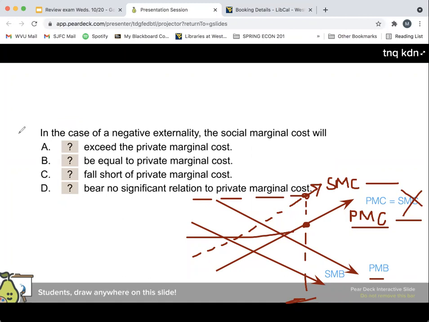So our final answer is going to be A, exceed private marginal cost. Okay. And if you don't understand that, please send me an email. We'll talk about that more in depth, one-on-one. But like I said, at every point, that social marginal cost is higher than that private marginal cost.